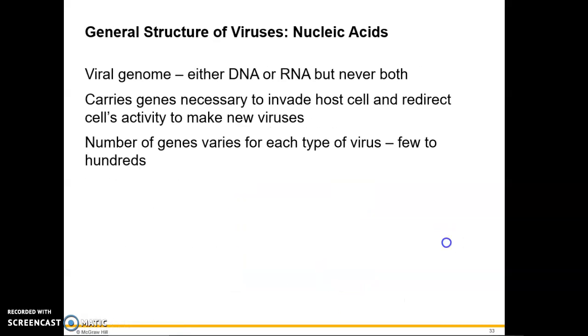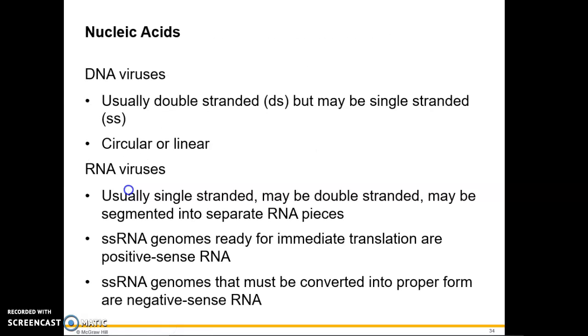Okay, so we're going to carry on. We're talking about the general structure of viruses, and now we're going to talk about the nucleic acids. The viral genome, as I said at the very beginning of the lecture, can be either DNA or RNA, but will not include both DNA and RNA. The viral genome contains the genes necessary to invade a host cell and take over the host infrastructure to make new viruses. The number of genes varies from one virus to the next, and there can be just a few to hundreds.